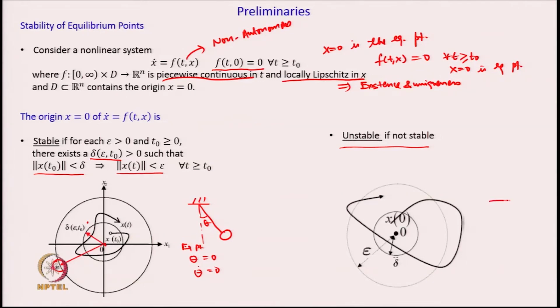However, if we consider the other equilibrium point, which is the vertically upward equilibrium point for the pendulum, here theta equals pi and theta dot equals 0. For this case, for any epsilon that we choose, it is not possible to find a delta such that if the initial conditions start within some delta ball, they stay within the epsilon ball for all time. So, this is an example of an equilibrium point which is unstable.